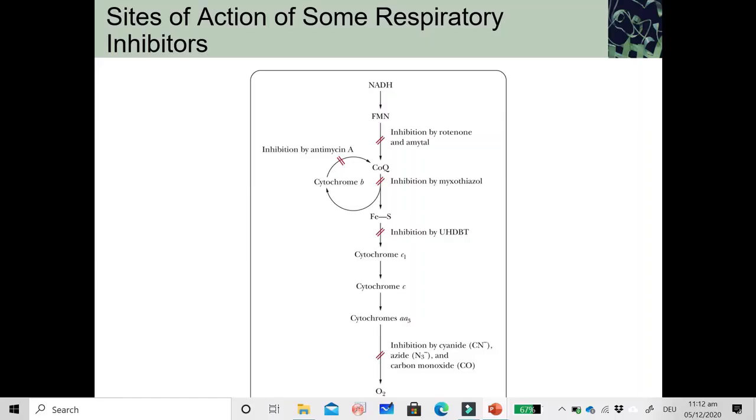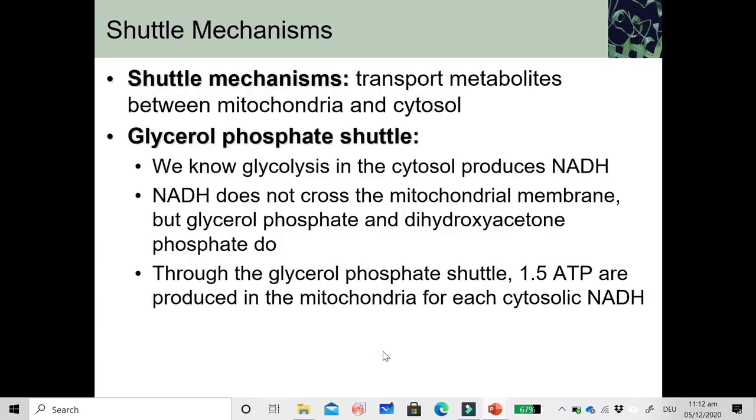Think about carbon monoxide poisoning with people sleeping in their cars, right? Air-conditioned cars. They suffer from carbon monoxide poisoning. Why? Because carbon monoxide effectively is an inhibitor of the electron transfer chain. All right. Now I hope that you've learned much about the electron transfer chain to oxidative phosphorylation.